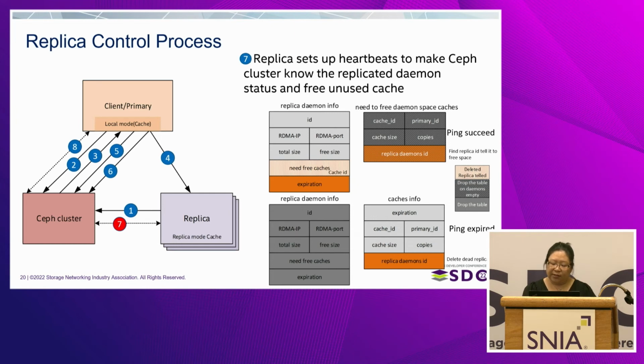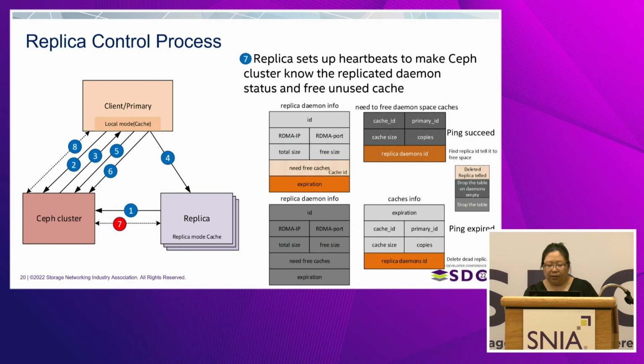The heartbeat between the replica and the Ceph cluster: when the Ceph cluster gets the replica heartbeat, it will update the expiration, set the next time to expire, and check if there are caches that need to be freed. There is a cache ID recorded in the need-free caches. Through the cache ID, we can find the need-to-free daemon space cache info. Then find the delete replica ID from this replica ID list, and tell the replica you should free the caches in your PMEM.